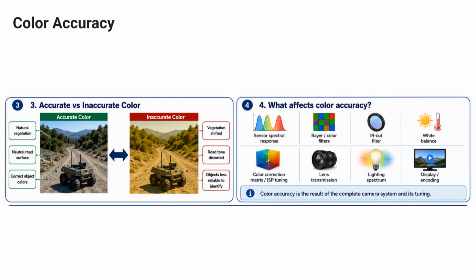The image on the right shows that color accuracy depends on the complete camera system. The sensor's spectral response, Bayer filters, IR cut filter, white balance, lens transmission, lighting spectrum, and ISP color correction settings all influence the final result. Even the display and video encoding can affect what the operator sees. So good color accuracy requires proper sensor selection, calibration, and careful tuning of the full imaging pipeline.